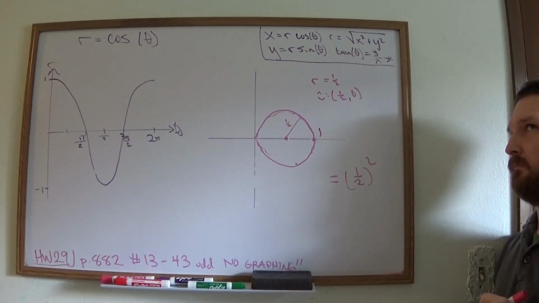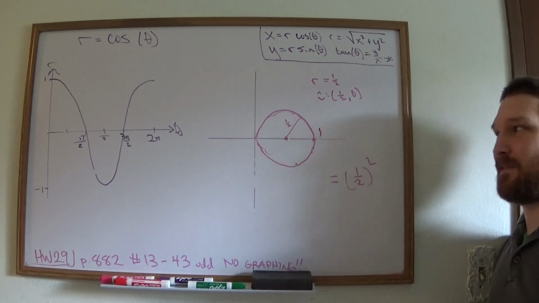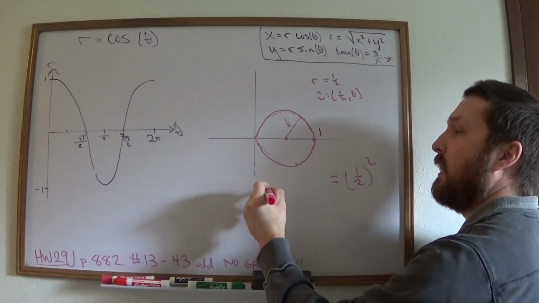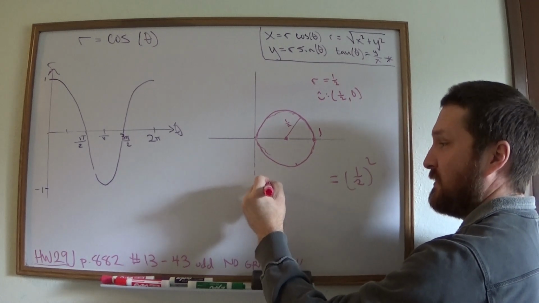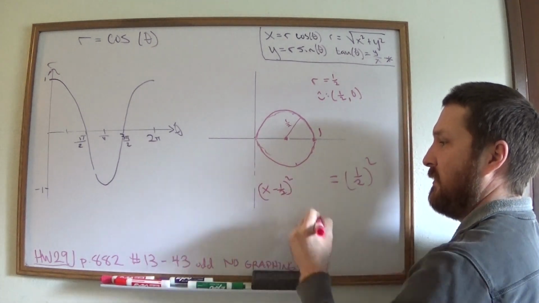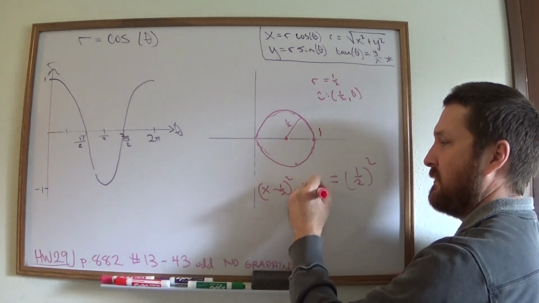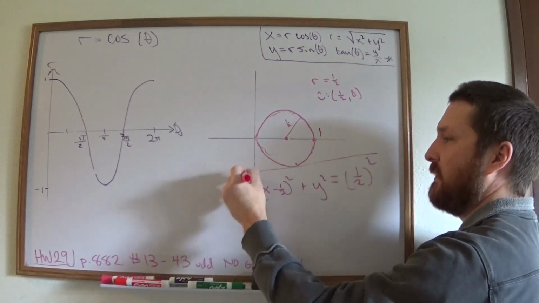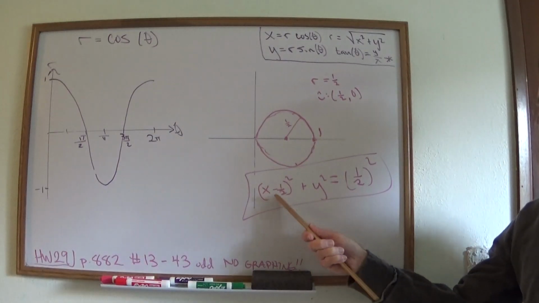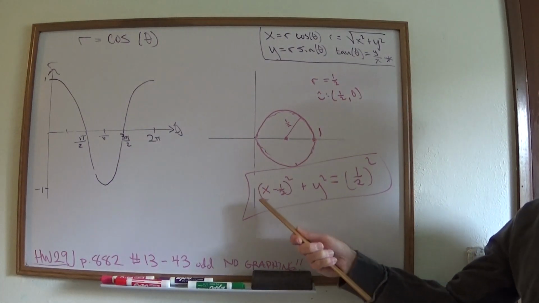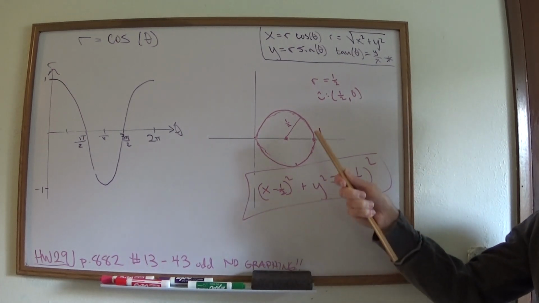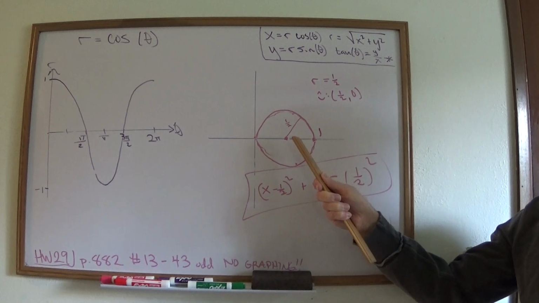Wait, you need an x and a y if you're doing an equation. X minus 1/2, squared, plus y squared. I agree, right? Because we've shifted the center, and when you're doing it on the inside here, it shifts in the opposite direction. That should be the equation of that circle right there.